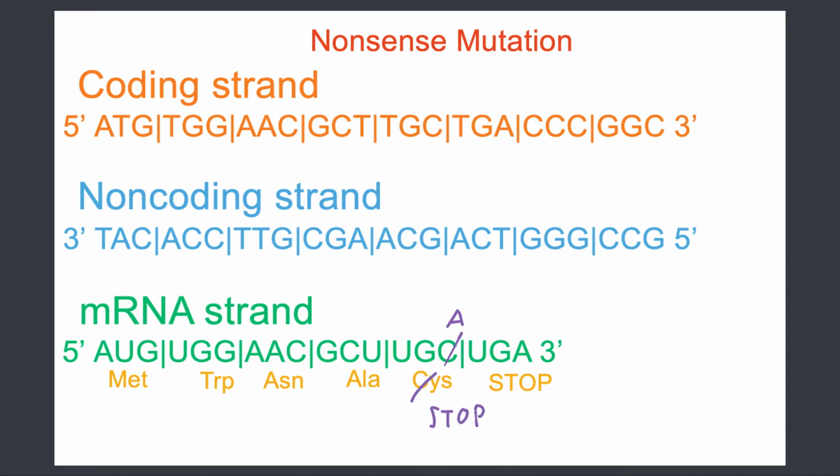I did this by changing TGC in the coding strand to TGA. This would change ACG in the non-coding strand to ACT. So, since we changed the C in the coding strand to an A, this would be a transversion.